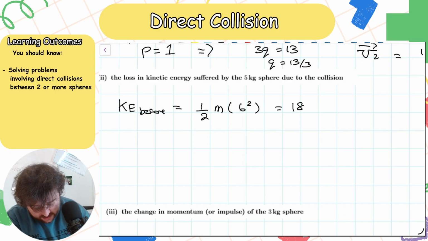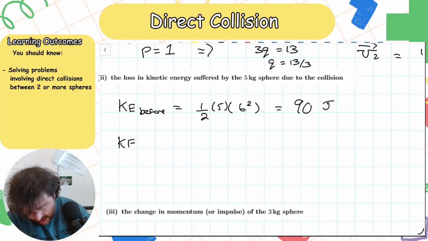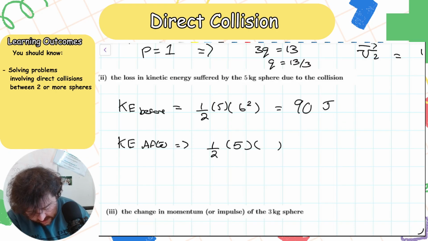which is then equal to 18. So we know what the mass is as well. The mass is equal to 5. So it's going to be 90 joules. Then the kinetic energy after is going to be a half times 5 times v squared. Be 1 squared. So it's going to be 5/2 joules.